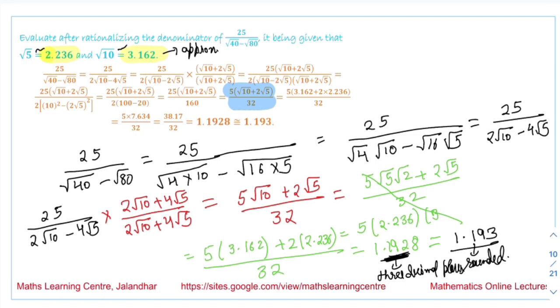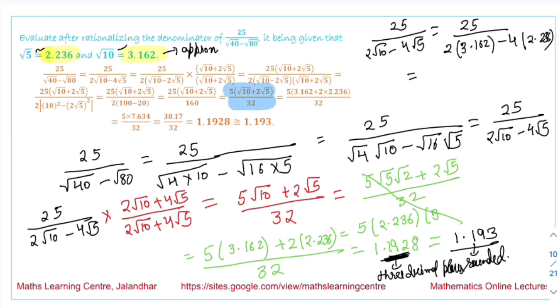Now if in place of this we have to directly calculate the value, what we have to do is 25 over 2 root 10 minus 4 root 5. So we have to calculate 25 over 2 into 3.162 minus 4 into 2.236. The answer you get will be in decimal form, and then you have to manually divide this, which is a bit difficult, or you can say a lengthier process than solving the values after rationalization.